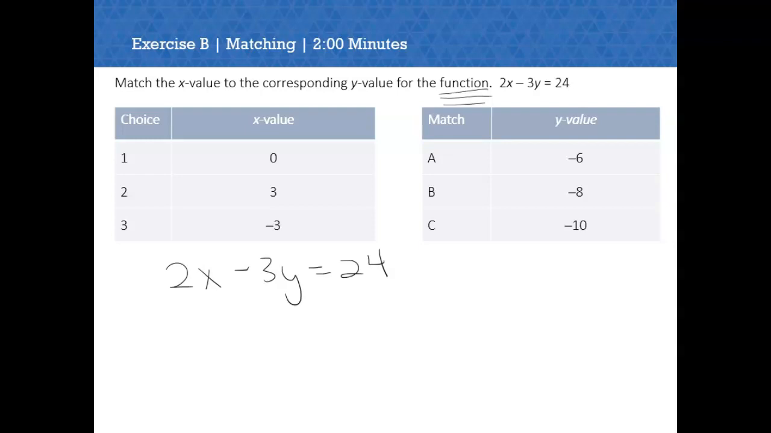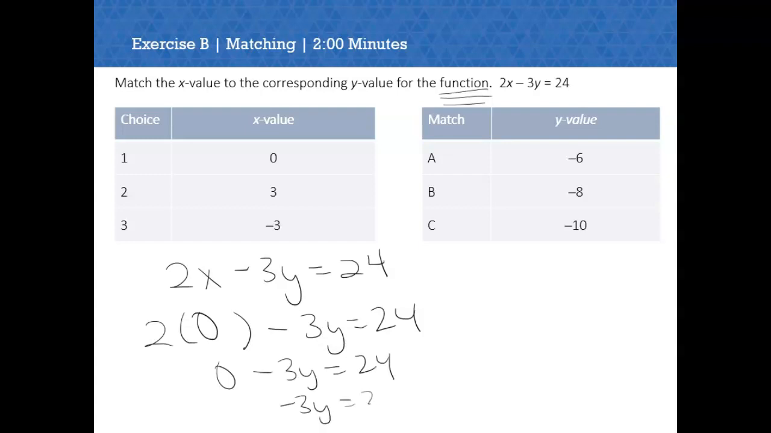So what do we do? We plug in 0, 3, -3. So let's plug in 0 first. That's always easier. For x, 2 times 0 is 0. 0 minus 3y equals 24. So we solve, divide by -3. So y equals -8.